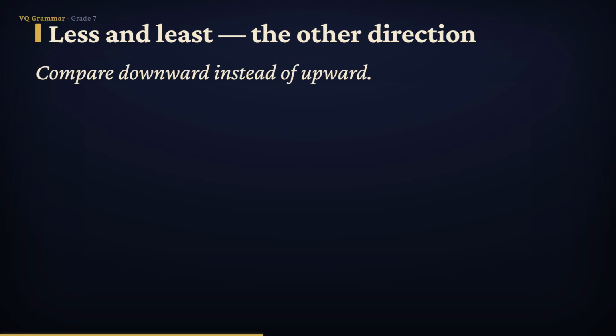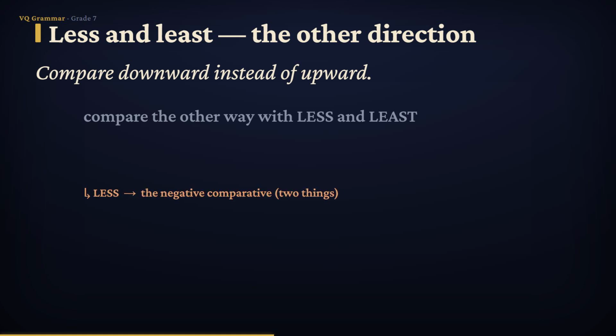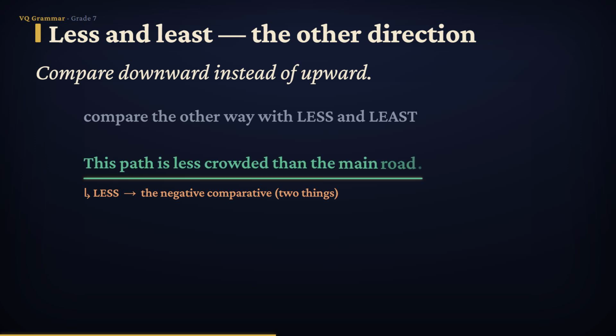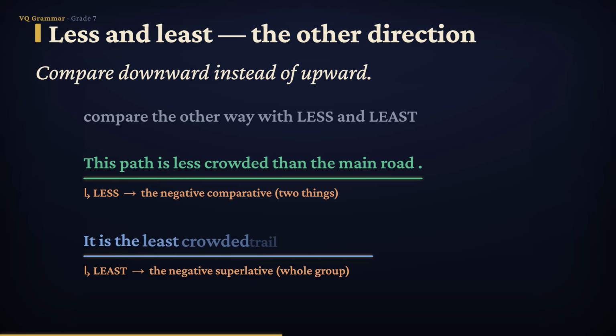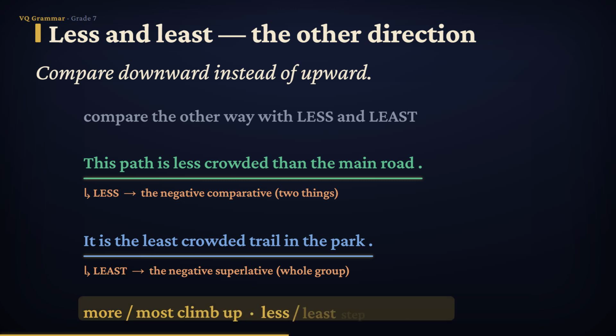There's another direction you can compare in, downward. Instead of saying something has more of a quality, you can say it has less. For two things, use less. This path is less crowded than the main road. For a whole group, use least. It is the least crowded trail in the park. Think of it as a mirror image. More and most climb up the scale. Less and least step down it.